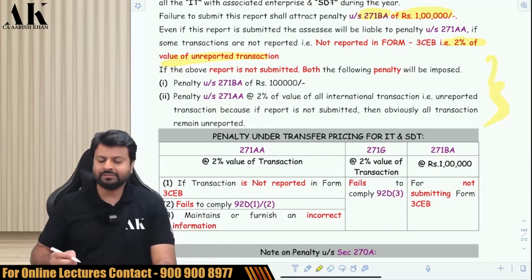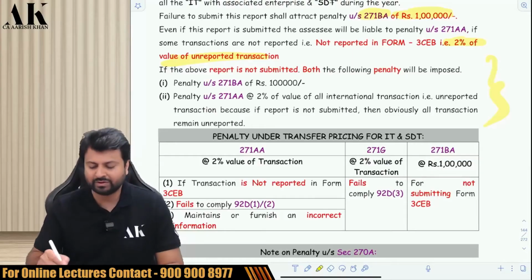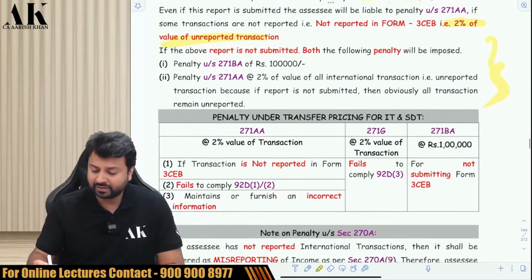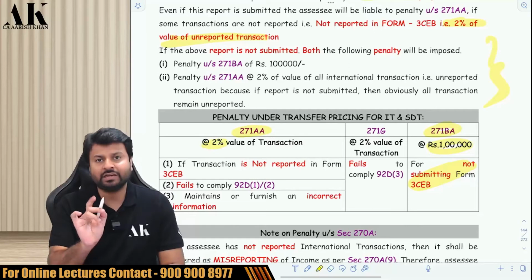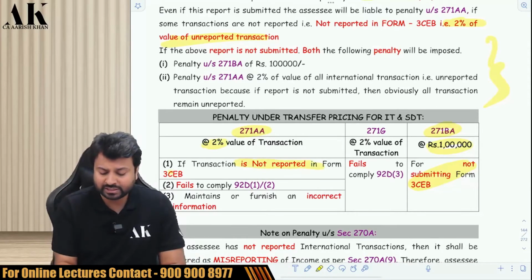Okay. Now, apart from that, there are many other penalties that you have to understand one by one over here. This chart is very important. First of all, which I have told you just now, 271BA, 1 lakh rupees for not submitting form 3CB. 271AA, 2% of the value of transaction if you do not report the transaction in form 3CB.